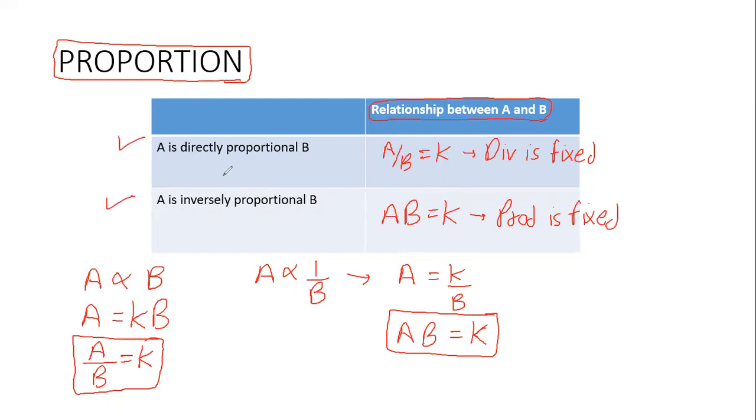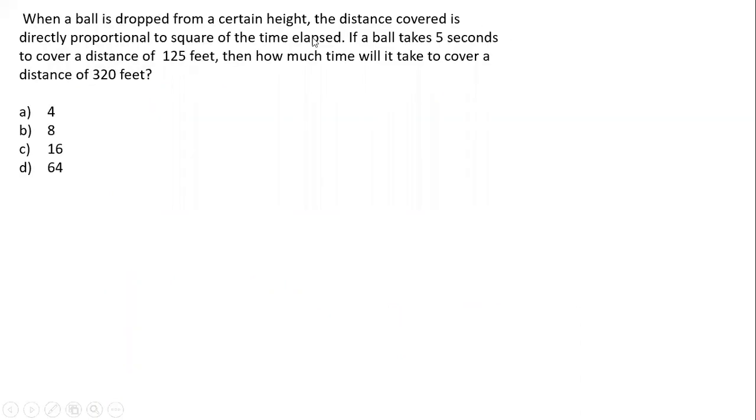So this is the basic understanding when we say A is directly proportional to B, A is inversely proportional to B. Now let's take an example to understand how this directly proportional or inversely proportional works. So guys, in this question, when a ball is dropped from a certain height, the distance covered is directly proportional to the square of time elapsed. So this square is also very important.